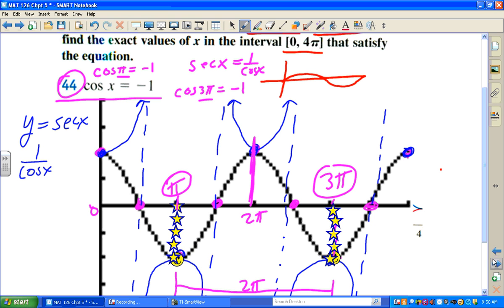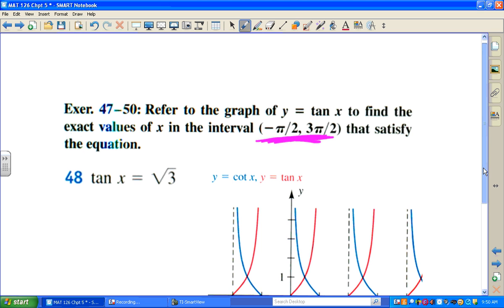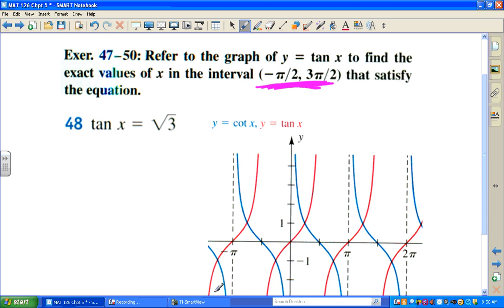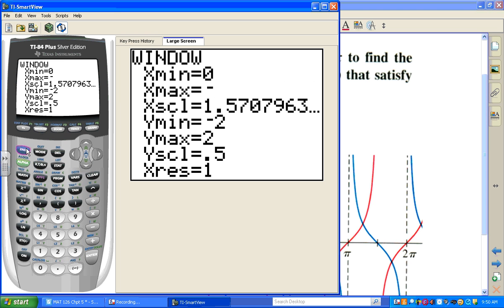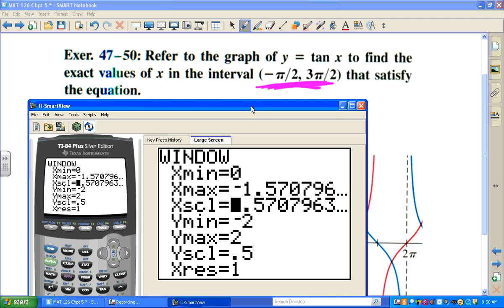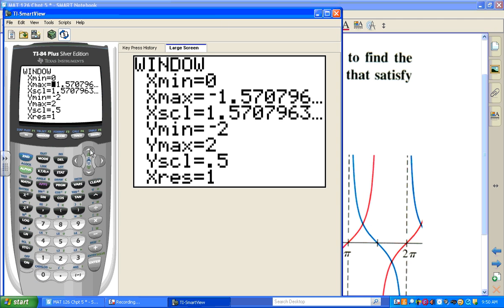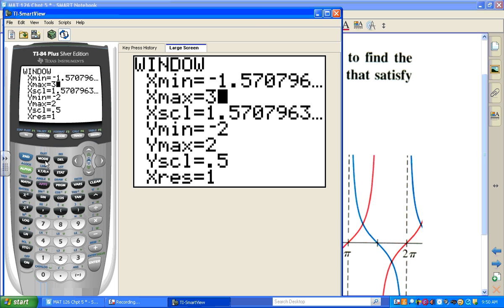On tangent, you have no idea how many answers are going to be. So this tells you to graph it out from negative pi over 2 to 3 pi over 2. Window: negative pi over 2 and 3 pi over 2. Negative pi divided by 2. Second, pi divided by 2. And 3 pi divided by 2. I think I'll keep my scale at pi over 2. It's a good reference point.